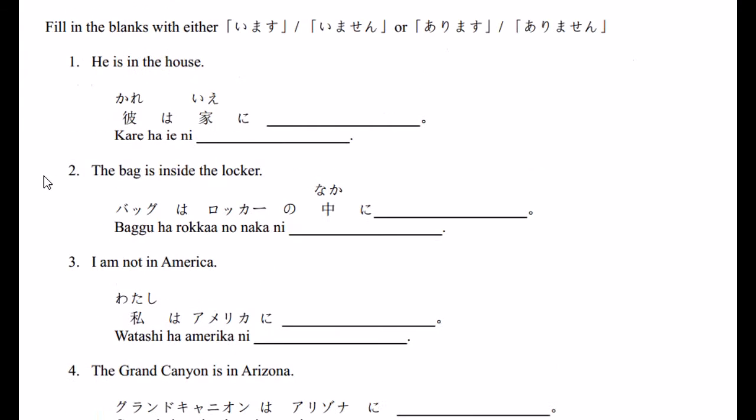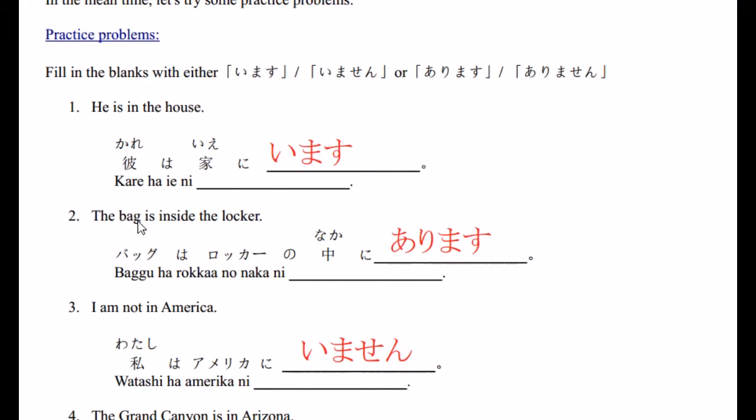All right, so now we're going to check our answers. Number 1, he is in the house. 彼は家にいます。So of course we're using imas because the subject, the thing we're talking about, is a living animate object. If you wanted to say 彼は家にいる, that's okay. But imas is just more polite, and we're focusing on using polite Japanese for now. We'll learn how to use more casual conversational Japanese later.